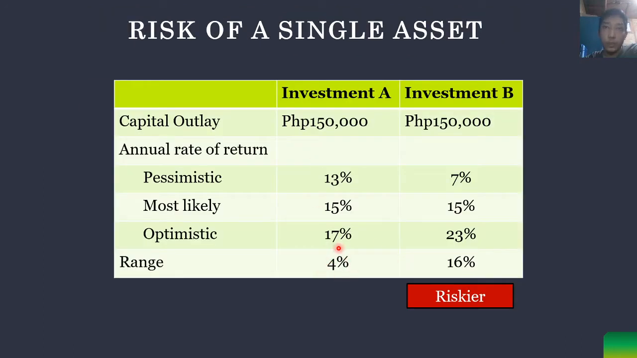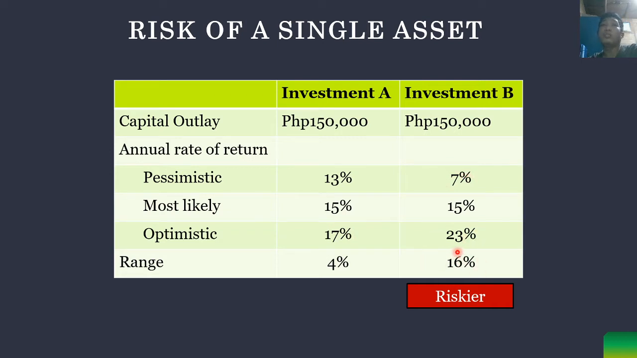Pansin nyo, itong 4% and 16%. However, class, ito kasi meron niyang limitation eh. Ano ba yung limitation ng range? Kasi class, dito sa range, kung mapapansin nyo, ano lang yung ginamit nating value to measure the risk? The lowest and the highest point. 13% and then 17%, 7% and then 23%.